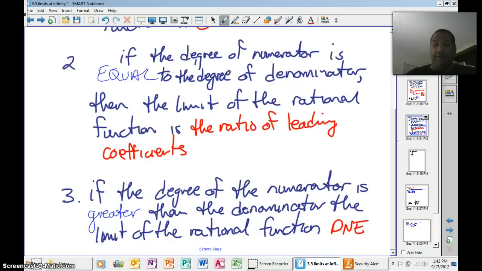And the last one, if the degree on top is higher, well, guess what? I can't divide enough out, so the answer is does not exist. It may be infinity, it may be negative infinity, but that, remember, describes how it doesn't exist. If you write does not exist, that should be okay. If you get a multiple choice question, then you've got to be as specific as possible.